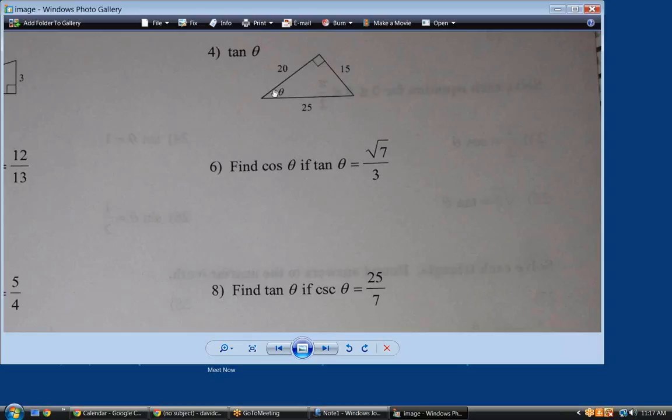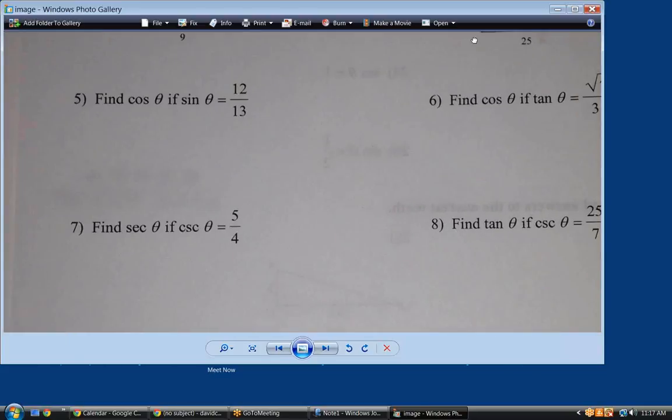Okay, what's tangent of theta? Is it 15 over 20? Okay, which is 3 over 4. Okay.